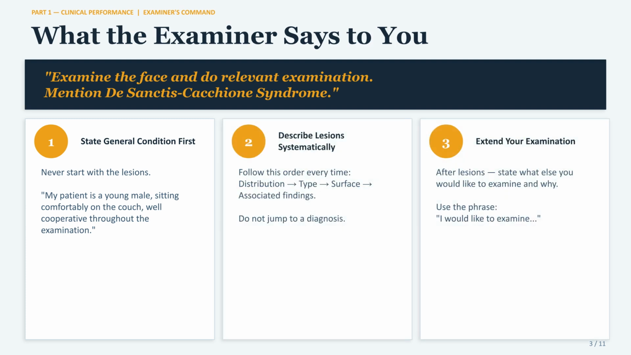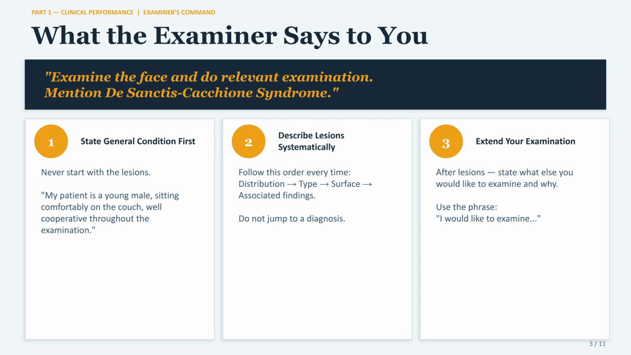Examine the face and do relevant examination. Mention Sanctis-Cacchione Syndrome. Notice, the examiner has specifically asked you to mention Sanctis-Cacchione Syndrome. This means it must come up either in your examination or your differentials. Do not wait until you are asked. Bring it in yourself.